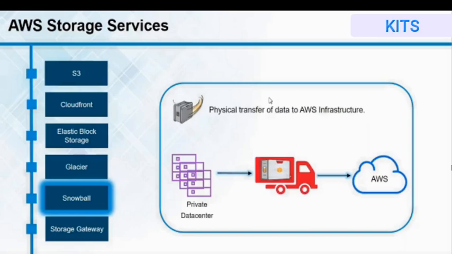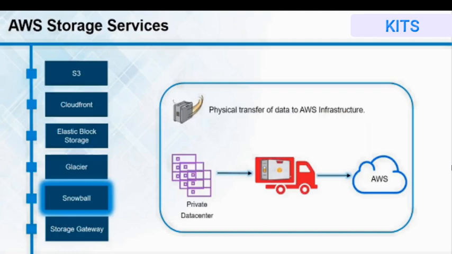Our next service is Snowball. Snowball is basically a physical device which is used to transfer your data from your data centers to the AWS infrastructure. Say suppose you have an application and you decide to make a move to the cloud. You're hosting your application on your own for now, but you have decided you want it on the AWS infrastructure. Your application is already running, it is very successful, and it has a huge data set served by your servers in your own data center. Now this data set has to be migrated to the AWS infrastructure.